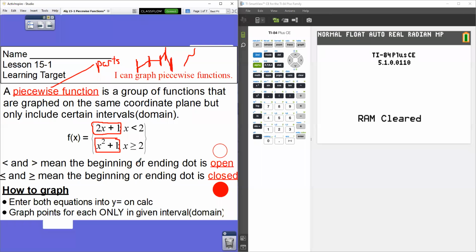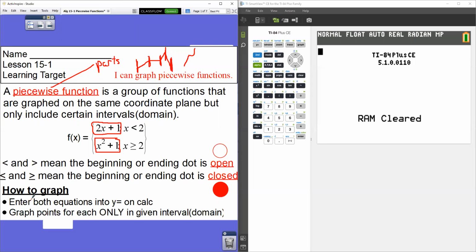Because we have that overlap, we have to make sure that we are using open and closed dots. An open dot we're going to use whenever it says less than or greater than, because it doesn't include that number. We're going to use a closed dot or a filled in circle when it's less than or equal to or greater than or equal to, because it does include the number. So if we take a look back at this example, the 2x plus 1 does not include the x equals 2 term, because that x equals 2 term is the equal to right here. So we would use an open dot for this one. We'd use a closed dot for the second one.